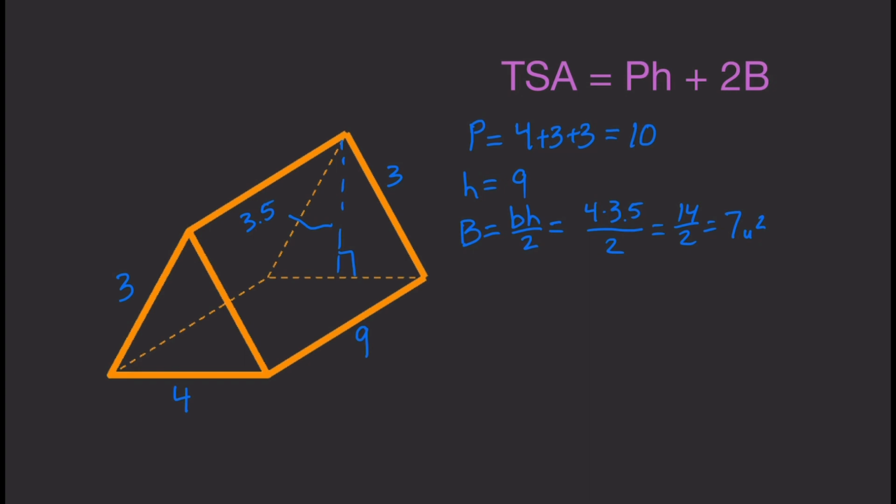I'm going to go ahead and plug it into my formula here. My formula is perimeter base times height of prism plus 2 times area of base. I'm going to go ahead and plug that in there. It's going to be 10 times 9 plus 2 times 7. Well, 10 times 9 just gives me 90. 2 times 7 gives me 14. When I add those together, I'm going to get 104 units squared.